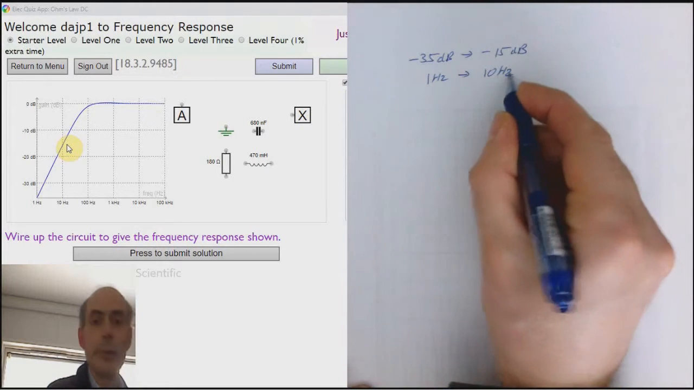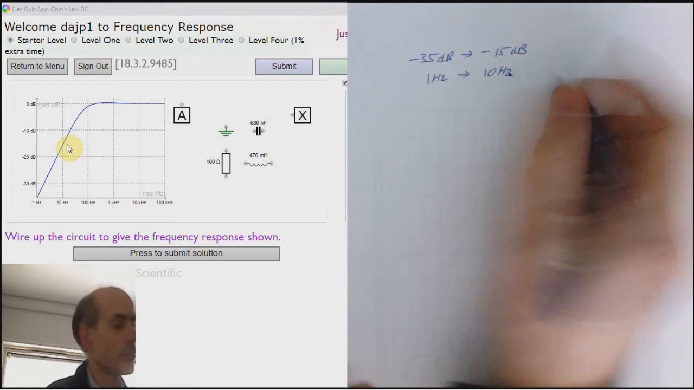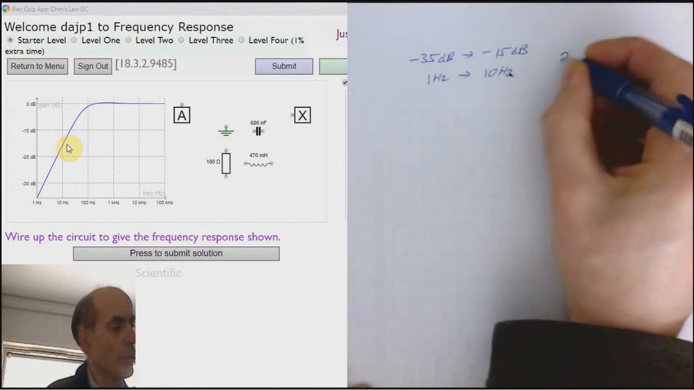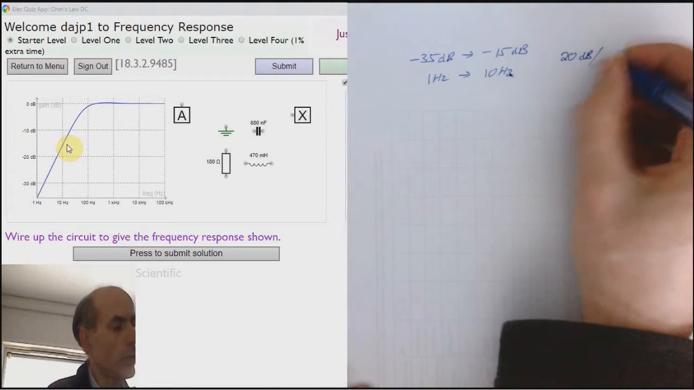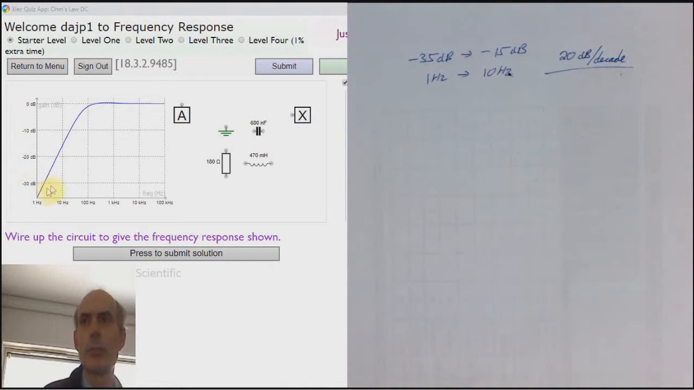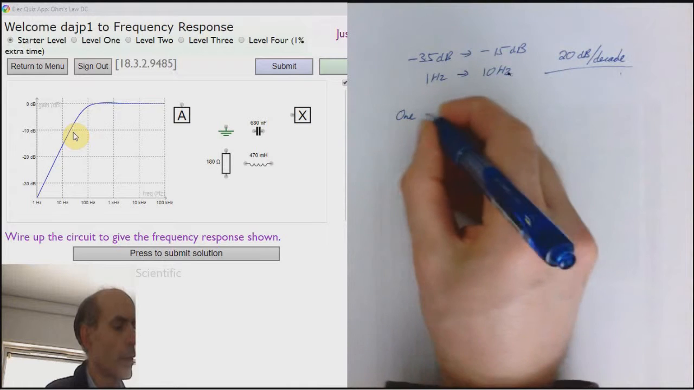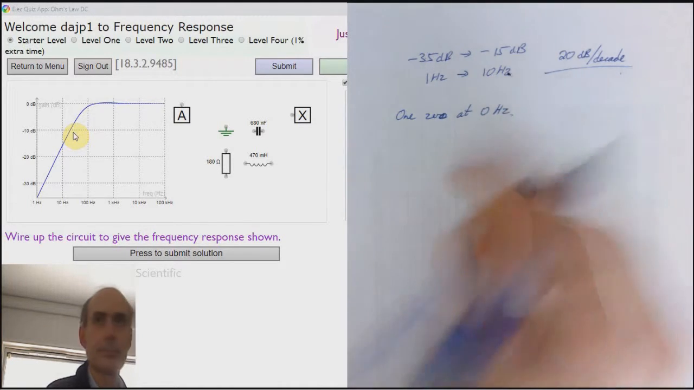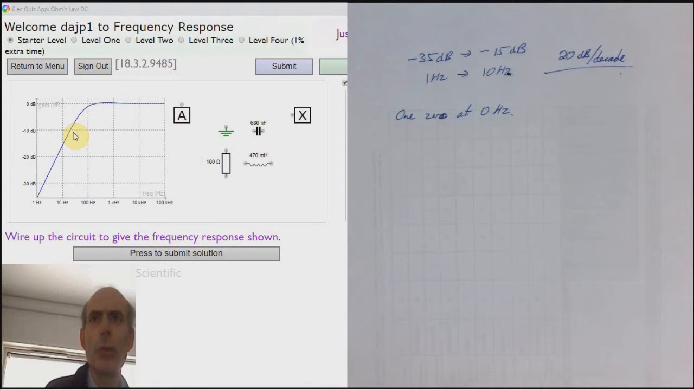That is 1 decade. And this is 20 dBs. So we have an increase of 20 dBs per decade. That is the gradient of this graph. 20 dBs per decade is the result of 1 zero at low frequencies. So we have 1 zero at 0 Hertz. We also have a capacitor and an inductor.